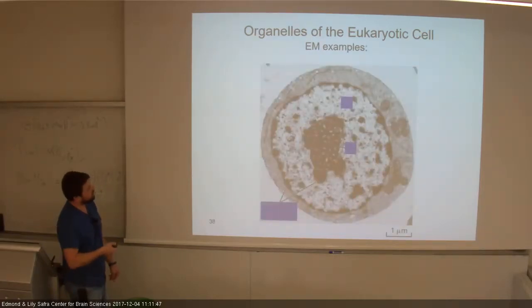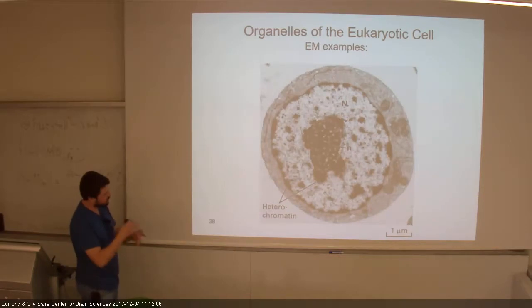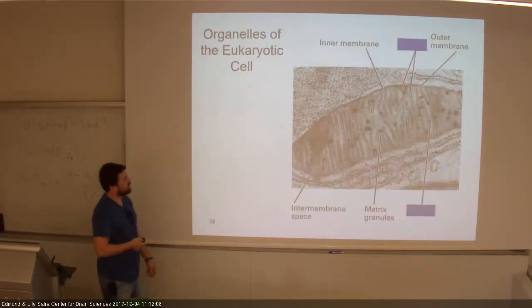This is a magnification of a eukaryotic cell nucleus. So this is the nucleus. This is the nucleolus, the region where rRNA is produced for the ribosome. And we also talked a little bit about heterochromatin and the different densities that DNA can be in.